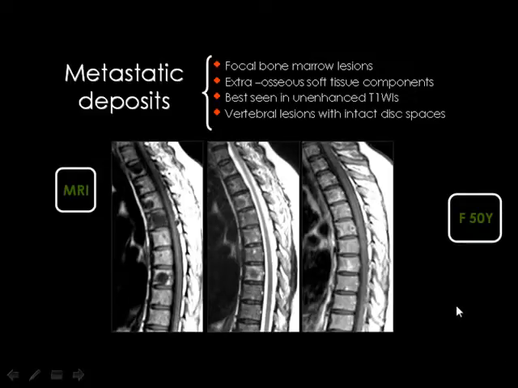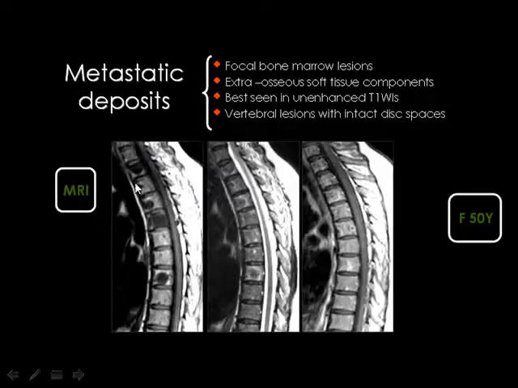Then I always say that the detection of metastatic deposits by MRI in the spine is much better in the T1 weighted image without contrast injection. And this is the proof. This is the metastatic deposits in the T1 and the T2 and after contrast injection. The most detectable lesions are seen in the T1 weighted image before injection of contrast.